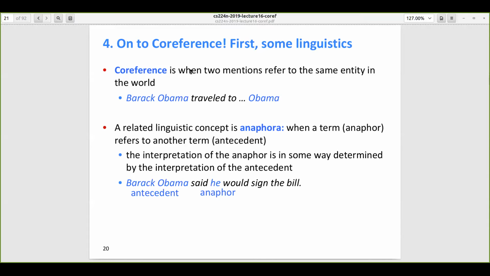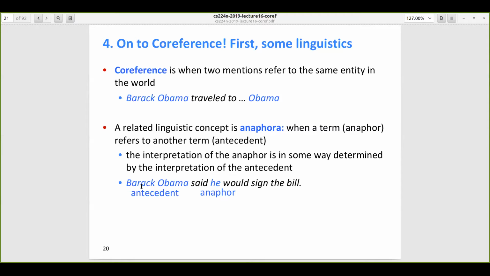So here's some linguistic stuff. Coreference is when we have two mentions that are referring to the same entity. So we have some sentence like this: Barack Obama traveled to go. Here we know that Barack Obama is an entity. And here is an example: Barack Obama said he would sign the bill.